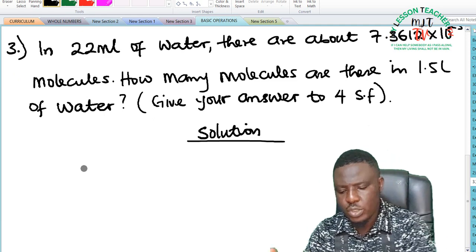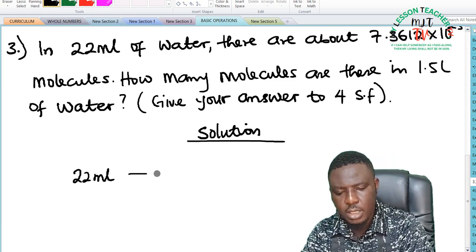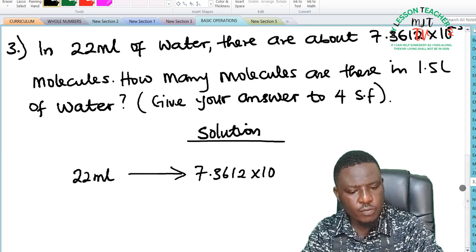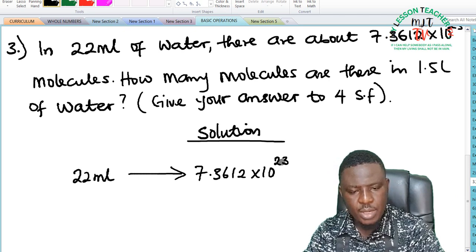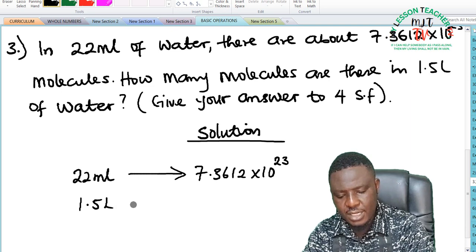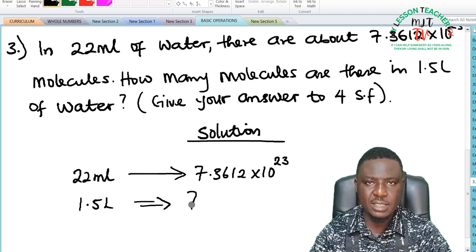Now, if 22 milliliters of water have 7.3612 times 10 raised to the power of 23 molecules, how many molecules are there in 1.5 liters? So this is 1.5 liters. How many molecules are we going to have in it? Now this is in milliliters.